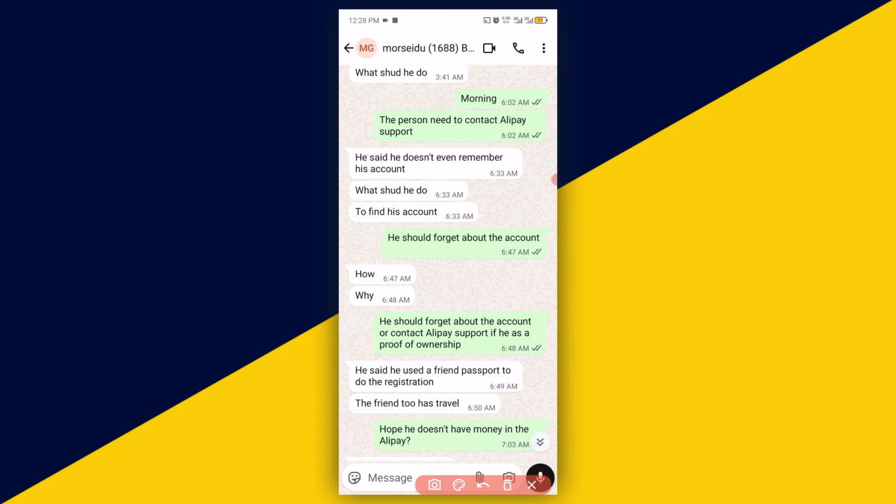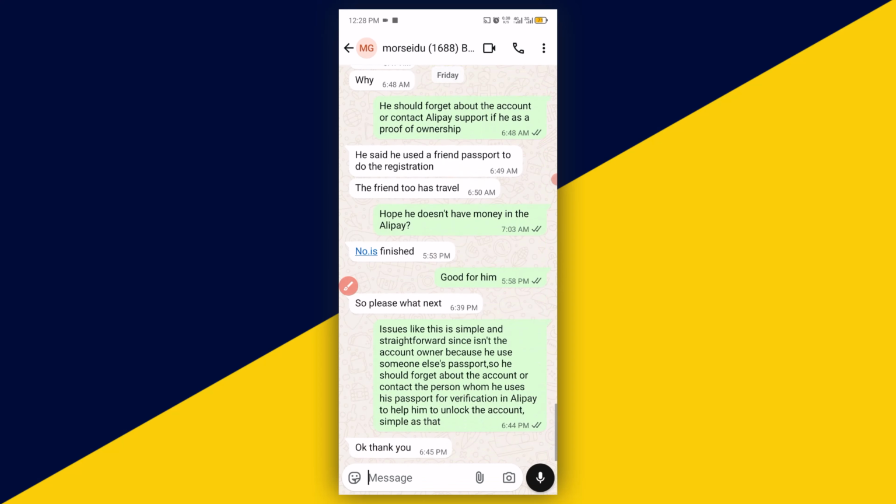Then I said, I hope he does not have money in the Alipay. So, no, he's finished. I said, good for him. Please, what next? I said, an issue like this is simple and straightforward. Since he's not the account owner, because he used someone else's passport, he should forget about the account or contact the person whose passport he used for verification in Alipay to help him unlock the account. Simple as that. He said, okay, thank you.